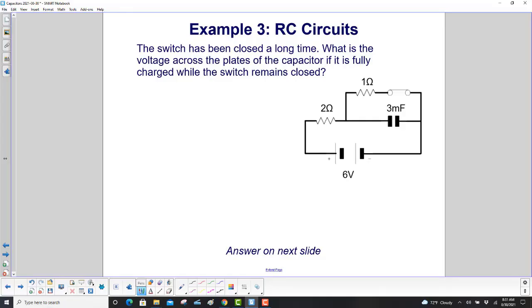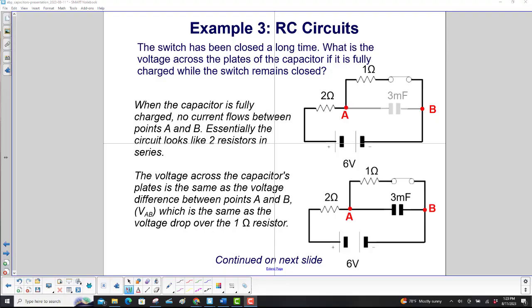The switch has been closed a long time. What is the voltage across the plates of the capacitor if it is fully charged while the switch remains closed? When the capacitor is fully charged, no current flows between points A and B. You can see we've grayed out the capacitor here. Essentially, the circuit looks like two resistors in series. The voltage across the capacitor's plates is the same as the voltage difference between points A and B, which is the same as the voltage drop over the 1 ohm resistor here that it's in parallel with. Continued on the next slide.